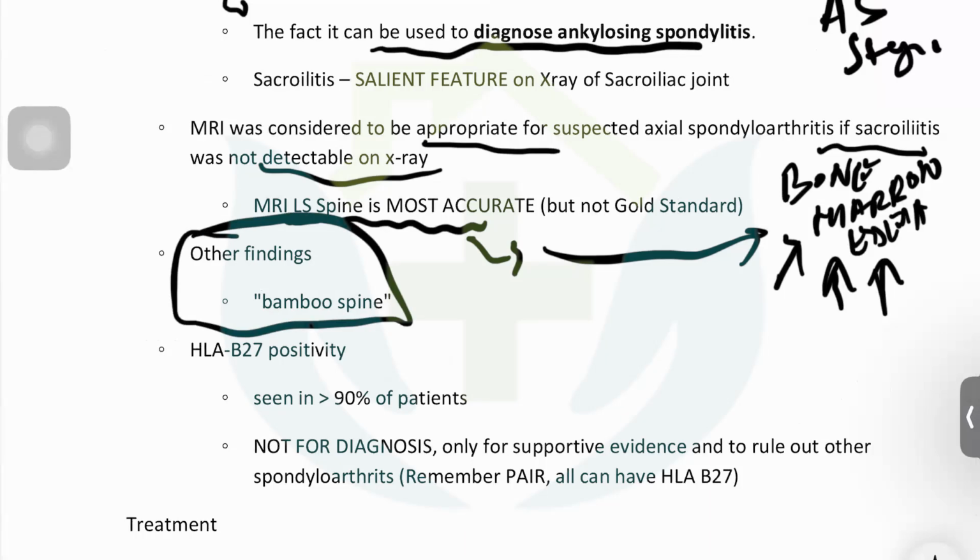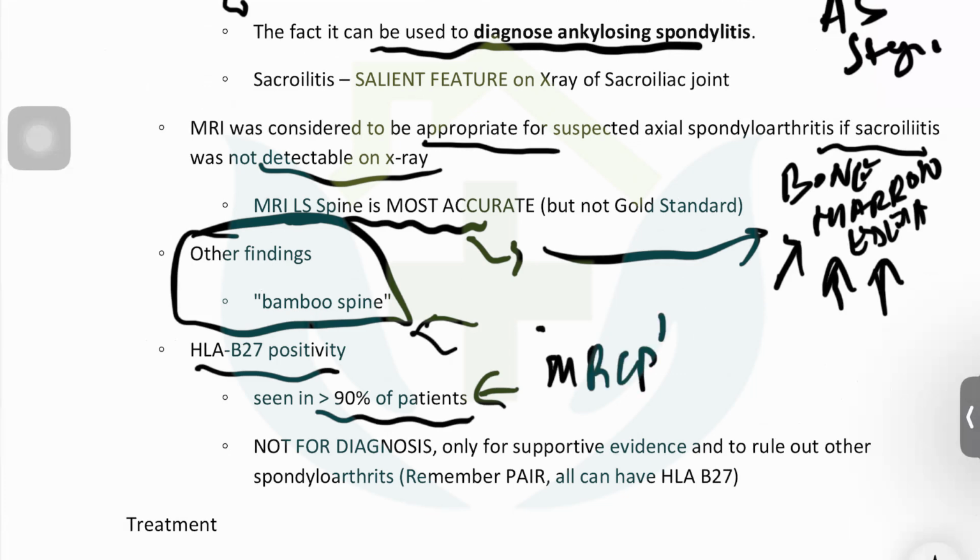The problem is by the time bamboo spine happens, the patient is already like a bamboo. So there is no recovery from that point onwards. HLA-B27 can be seen in 90% of the patients, and this has come up many times in the MRCP exam. This figure of 90% is very important. You must not forget it, because many times people just say it out of their memory: okay, 50%, okay, 70%. No, it is 90% associated with ankylosing spondylitis, the HLA-B27 positivity.